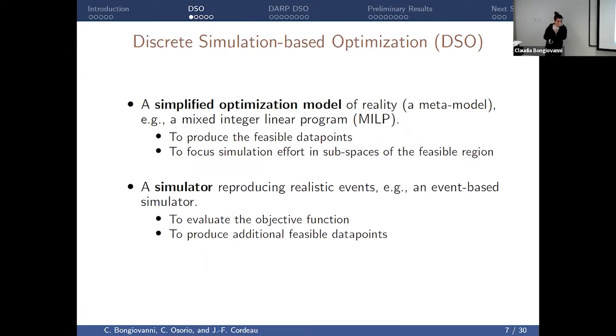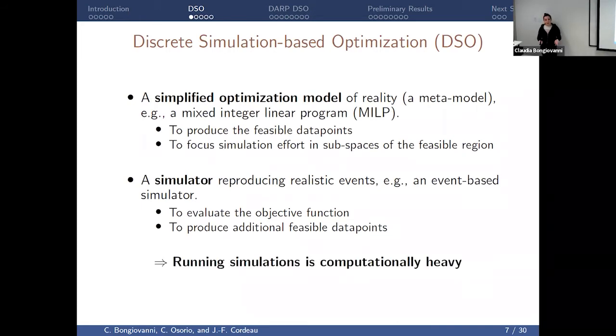Then, as I was mentioning, we have the simulator part, in which we try to reproduce the non-linearities, so the reality, for example, through an event-based simulator. The job of the simulator is to evaluate the objective function of the solutions provided by the MILP, but it could also be to produce new solutions which were not produced by the MILP. So you can already see that we have these two blocks, and the connections between the two are quite intricate, and they go both ways. In some cases, we would like to inform the simulator through an optimization model, but we would also want to give a feedback loop to the MILP through the simulations that we run.